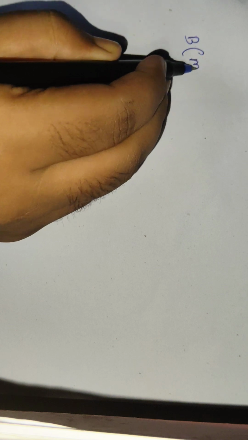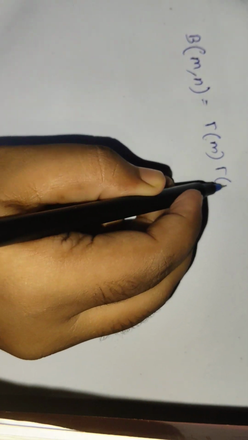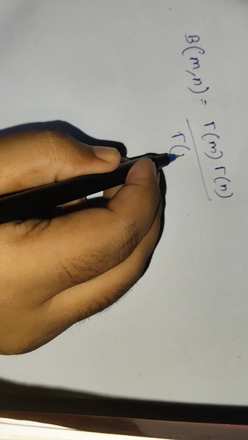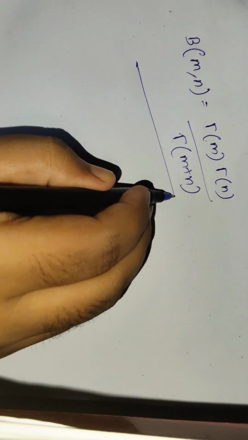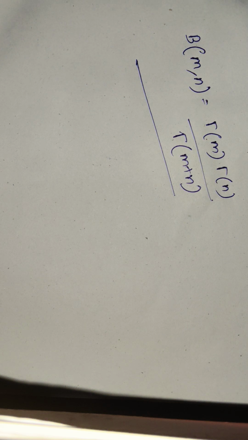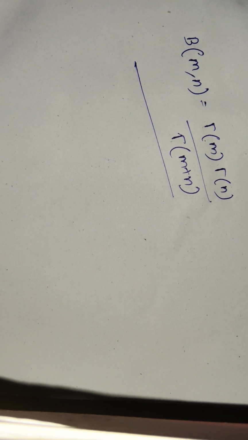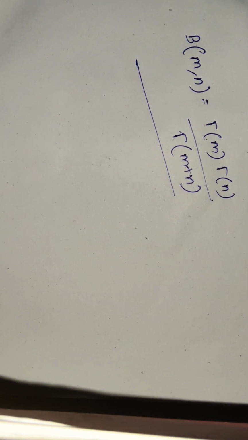So basically the relation between the beta and gamma functions is beta(m, n) equals gamma of m into gamma of n divided by gamma of m plus n. This is the relation. You have to remember it for doing any kind of mathematical questions regarding this kind of theory. So how can we prove it?